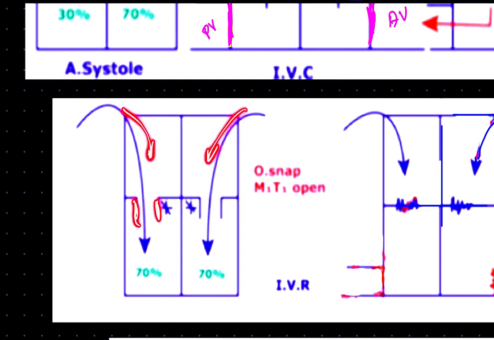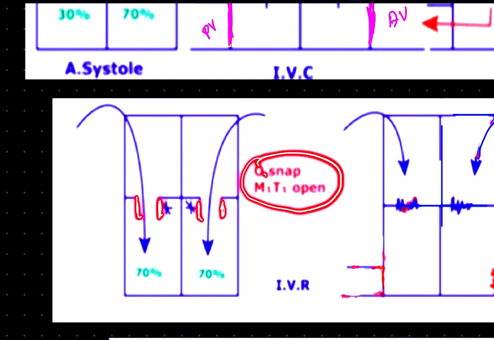Moving further, because of excessive flow of blood into the atrium, again there will be opening of the mitral valve and tricuspid valve, as you can see right here. Because of opening of the tricuspid and mitral valves, there is another sound, the opening snap. It is because of mitral valve and tricuspid valve opening.